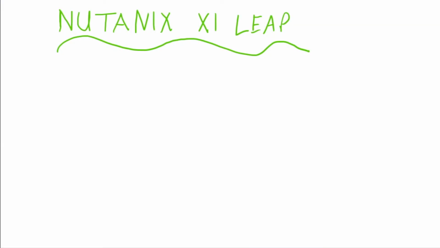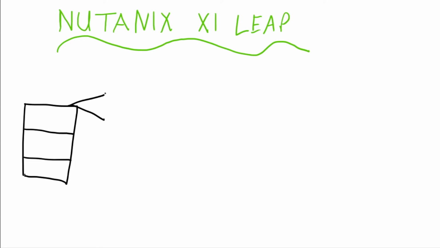So let's just go into some of the high-level architecture of Xi Leap and just, again, kind of put some pieces together before we hop into the demo. I just want to make sure we have some of the concepts down. So we are a Nutanix customer running, just say, a 3-node cluster. Nothing fancy here. And our management layer is going to be Prism Central.